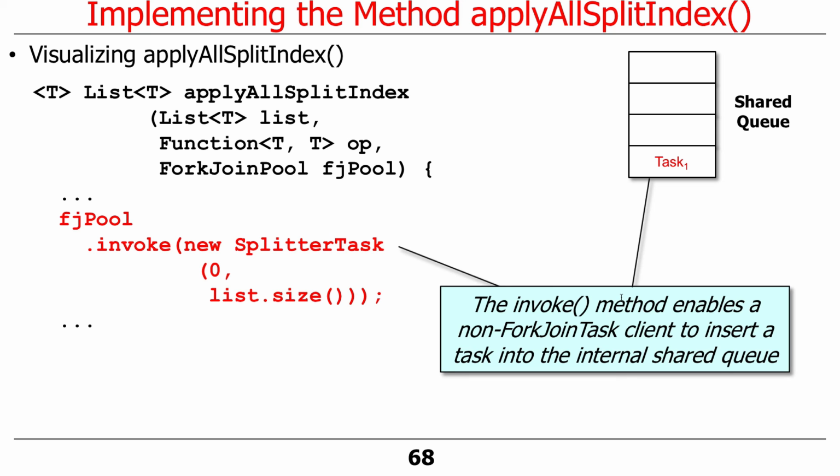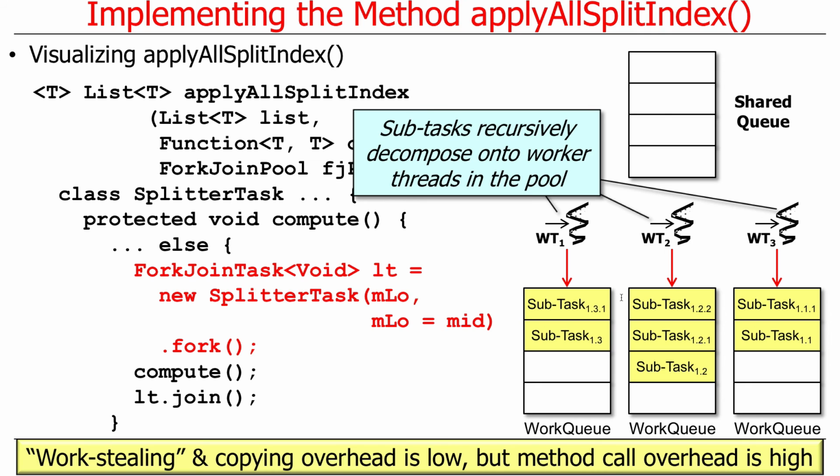Once again, invoke sticks the task into the shared queue. And then, as before, we split things up. And because we're splitting them up and forking them in these subtasks, we end up with a nicely balanced tree of calls. The work stealing and copying overhead is low, but the method call overhead is still a little high. It's not really all that bad. We're just doing all these calls to the compute methods that are being done recursively.